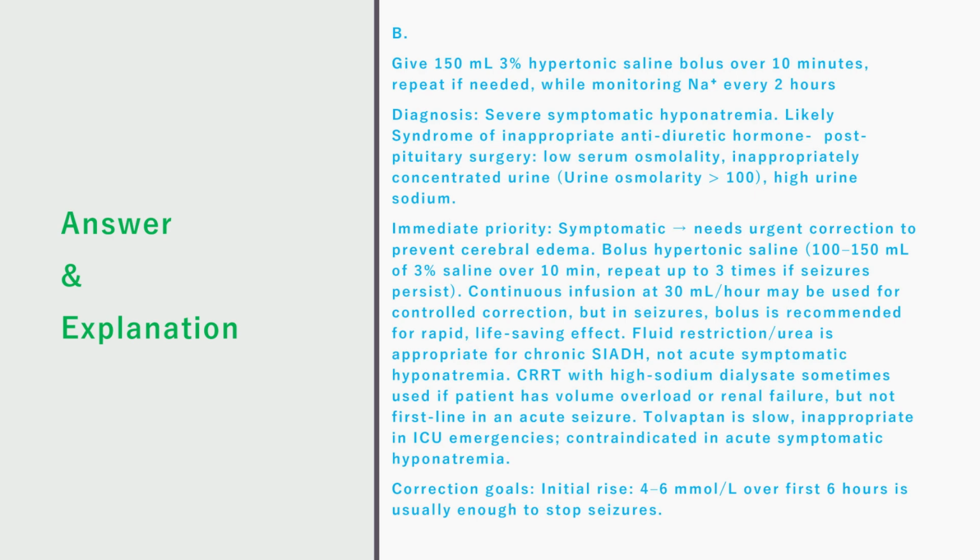Correction goals. Initial rise of 4 to 6 millimoles per liter over the first 6 hours is usually enough to stop seizures. Do not exceed 8 to 10 millimoles per liter in 24 hours. Risk of osmotic demyelination. Concurrent potassium repletion will also help raise sodium.